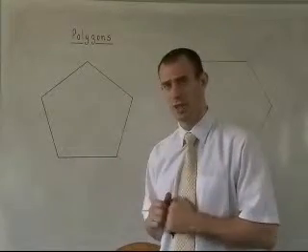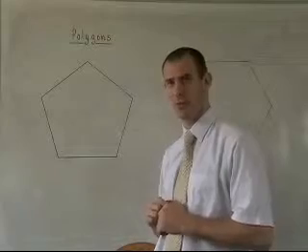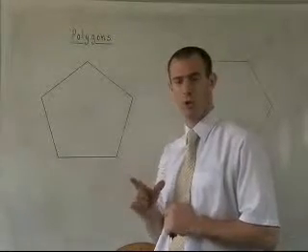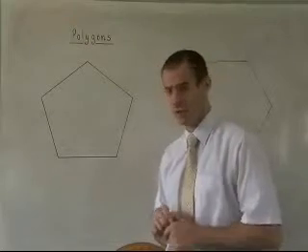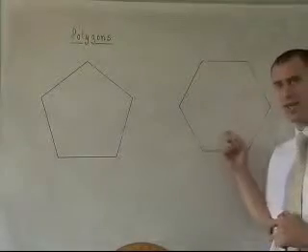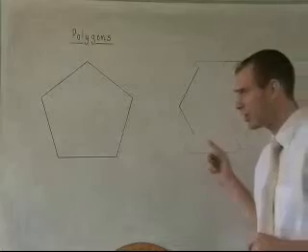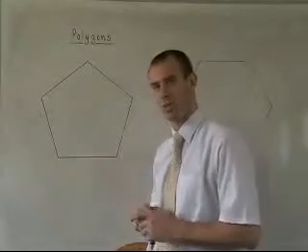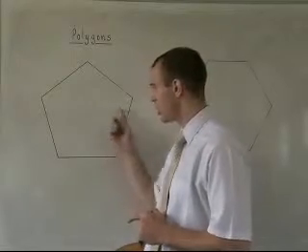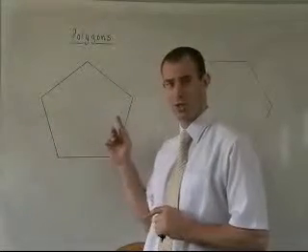A polygon is a shape with straight sides. We're going to look at two polygons in particular. This one here is a pentagon, so it has 5 sides, and over here we have a hexagon, which has 6 sides. Now we're going to concentrate mainly on the angle properties of the pentagon. We're going to look at the internal angles, or the sum of the internal angles.